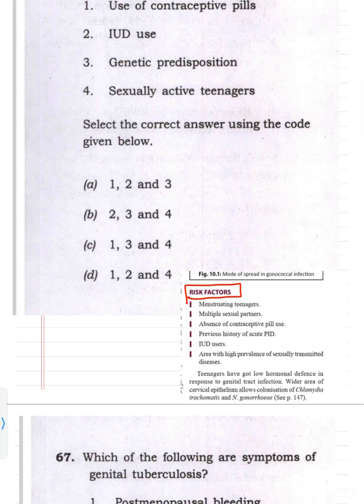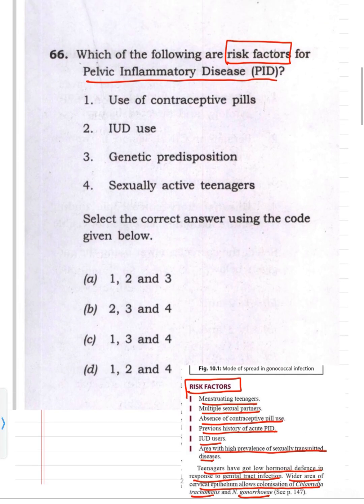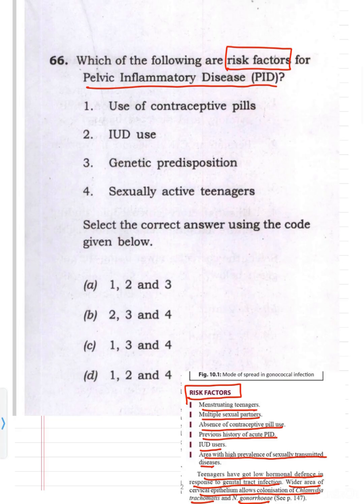which writes about the risk factors for PID. They are menstruating teenagers, multiple sexual partners, absence of contraceptive pills, previous history of acute PID, IUD users, and areas with high prevalence of sexually transmitted disease. Teenagers have low hormonal defense in response to genital tract infection. Wider areas of cervical epithelium allow colonization of Chlamydia trachomatis and Neisseria gonorrhoeae. Now coming to the question again, use of contraceptive pills is a protective factor. OCPs protect against PID.